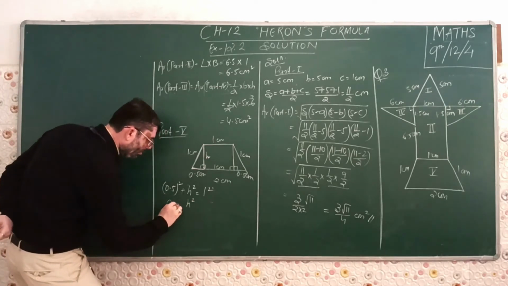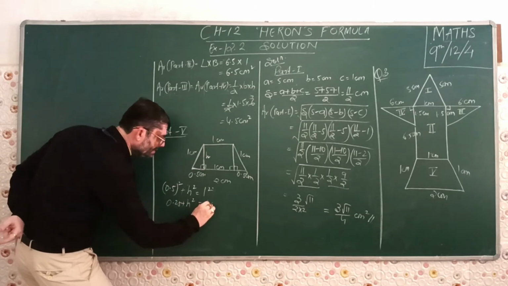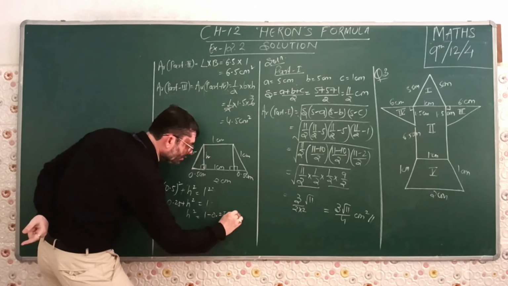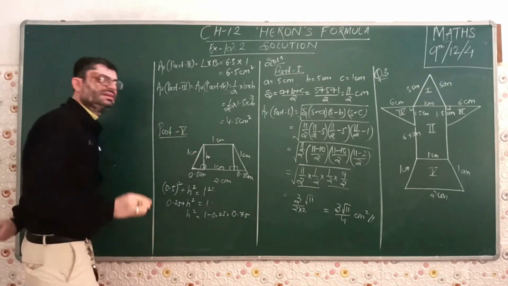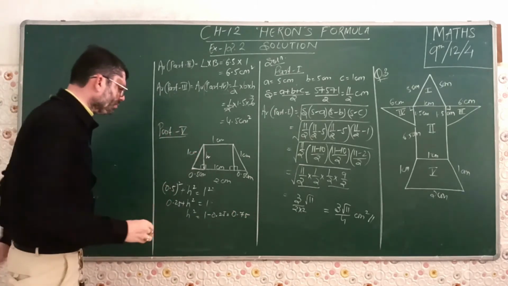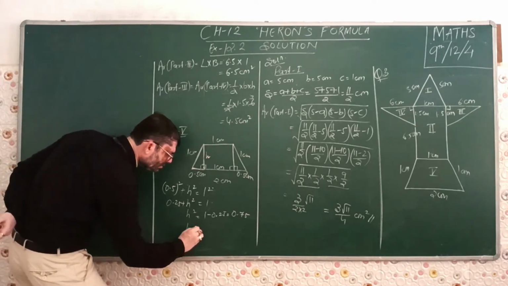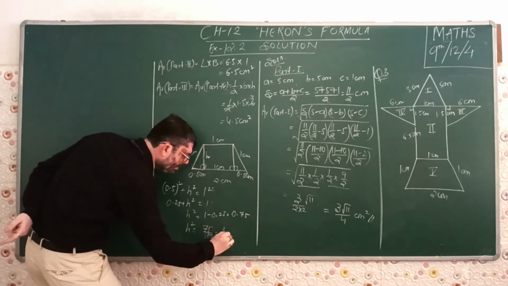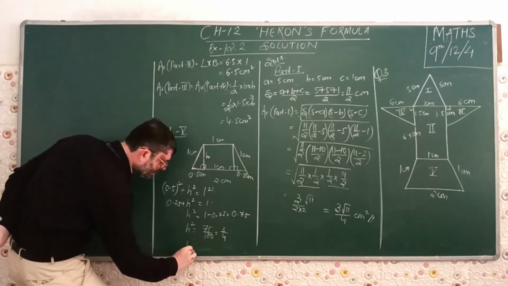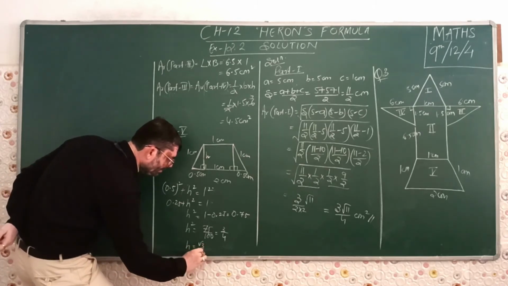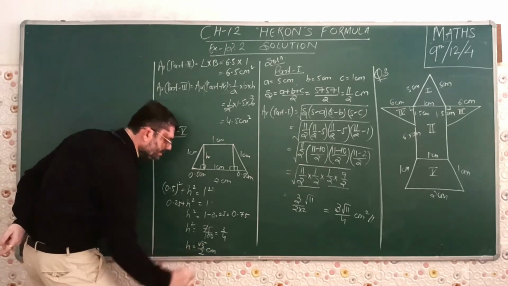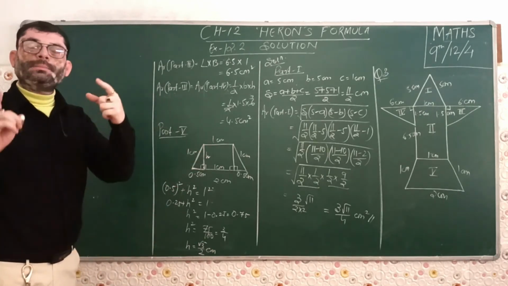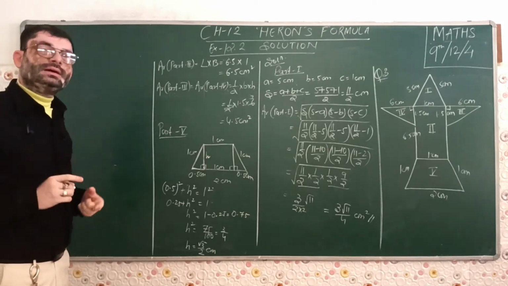So 0.25 plus h square is 1. So h square is 1 minus 0.25, that is 0.75. Let us change it into a fraction, that would be easy for us. So h square is equal to 75 by 100, that is 3 by 4, and when you find h, that will be root 3 by 2 centimeters. Now we have got the perpendicular distance between the parallel lines.